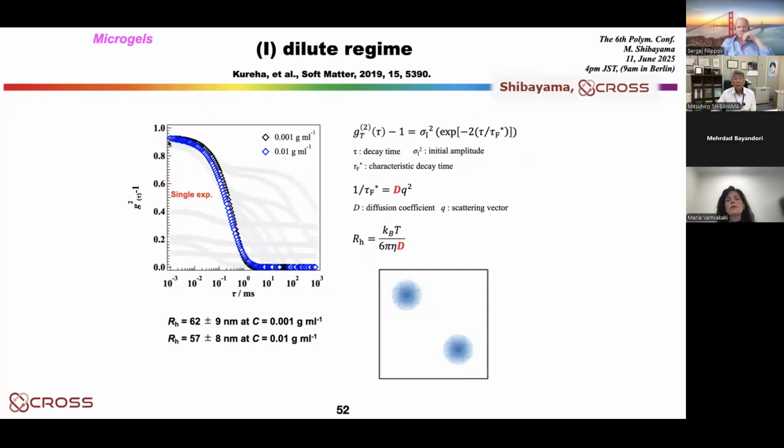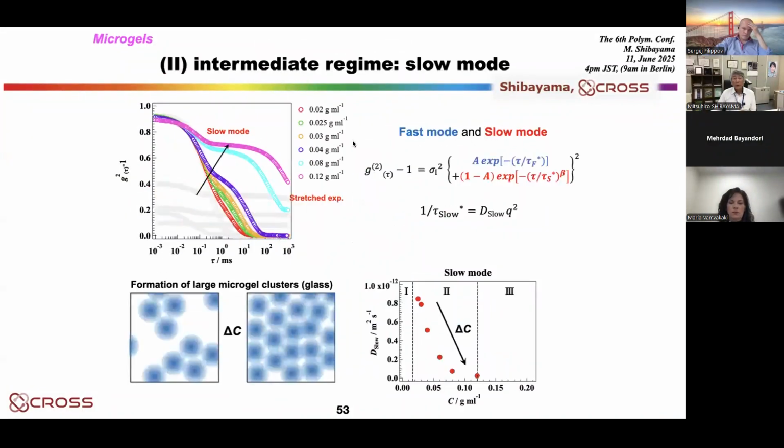The dilute region is a single exponential, from which we can easily obtain the diffusion coefficient or hydrodynamic radius, which is exactly what we expected because we know the size of the particles. Then the intermediate region is something different. Now a slow mode appears, and it is fitted by a stretched exponential. What is happening is that there are two modes, a fast and a slow mode.